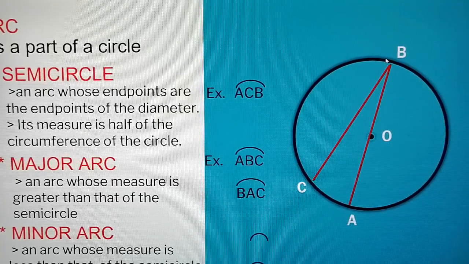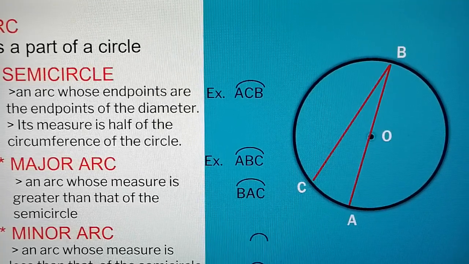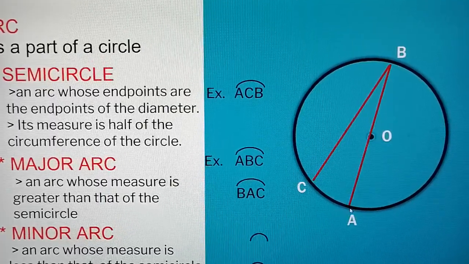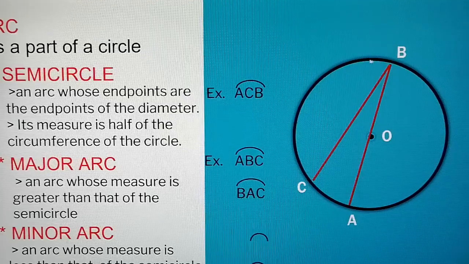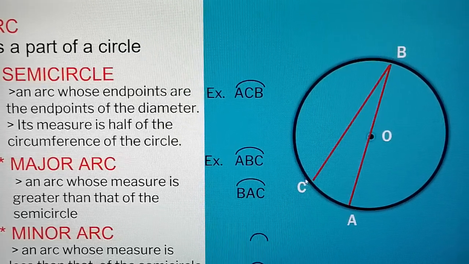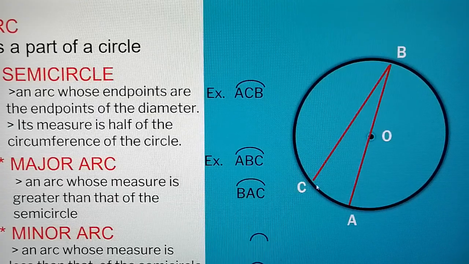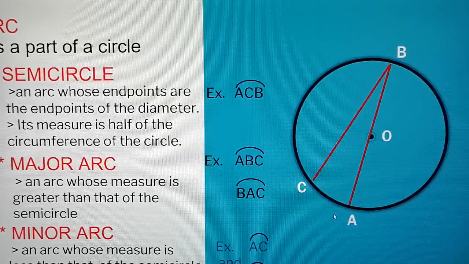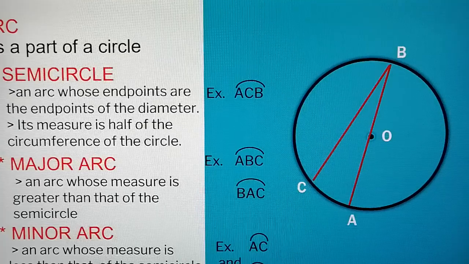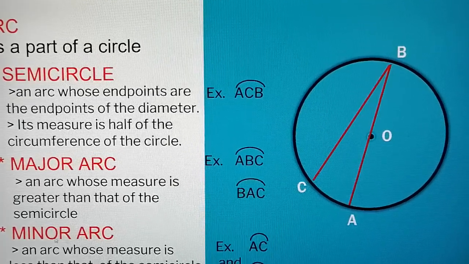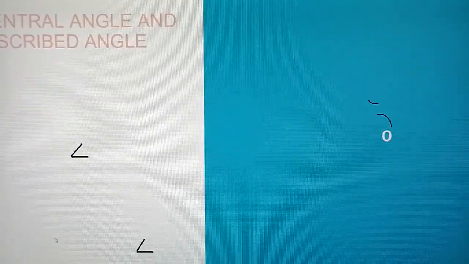Now a minor arc is less than that of a semicircle. So if this is a semicircle, then we have a major arc BC or CB, and a minor arc BC, and a minor arc CA, or AC. So these are the three kinds: the semicircle, the major arc, and the minor arc.